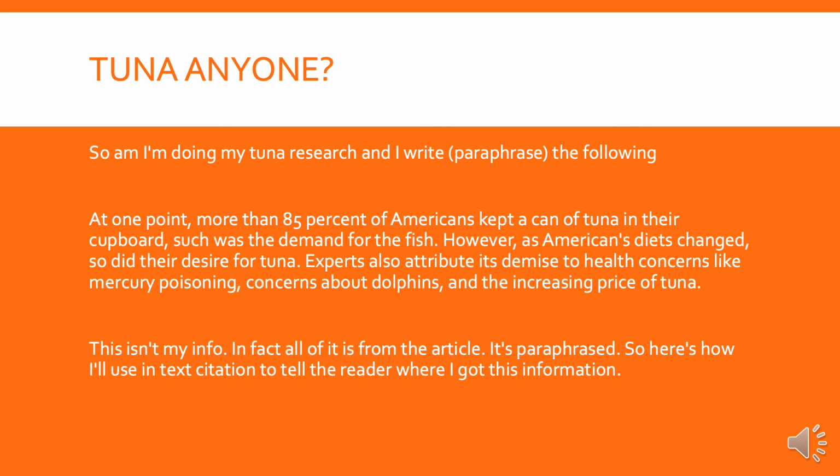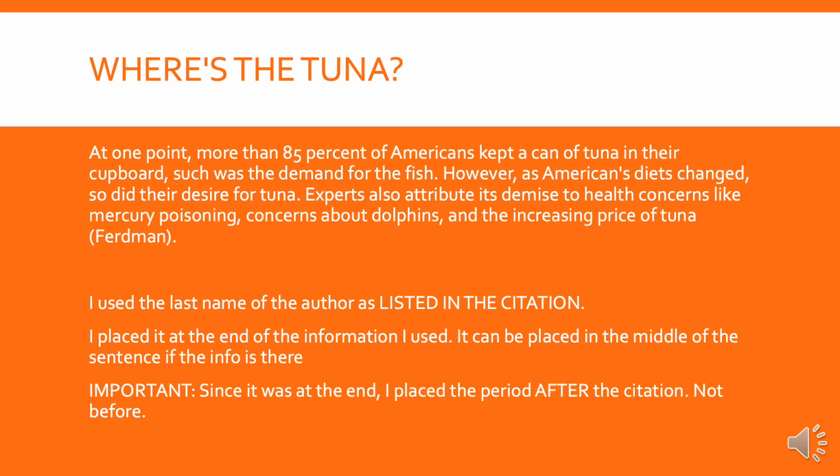I've got to cite it. So this is how I have cited it. Note that entire mini paragraph is there. And at the end, I have put the last name of the person who wrote it, and it's closed off by parentheses, right? I put it right next to the information that I used from him. In this case, I used so much of the information, I went ahead and put it at the end. And so, since it's at the end, that means the period goes after the citation, not before. So I'm not going to put that period after the word tuna. I'm going to put it after the in-text citation. All right?